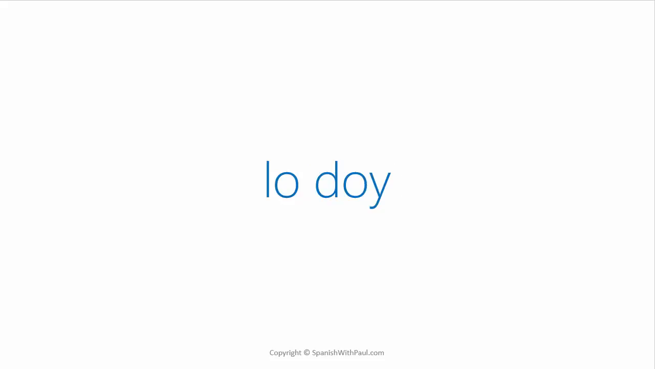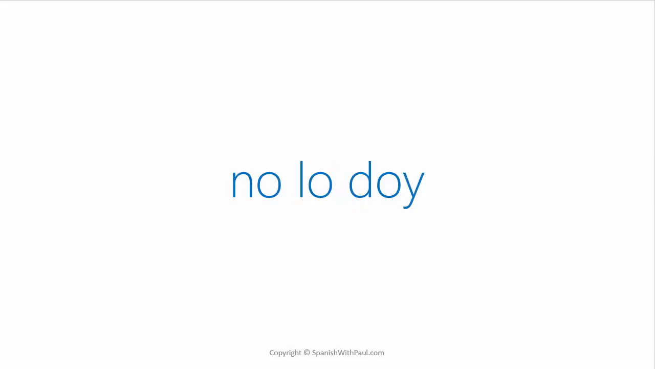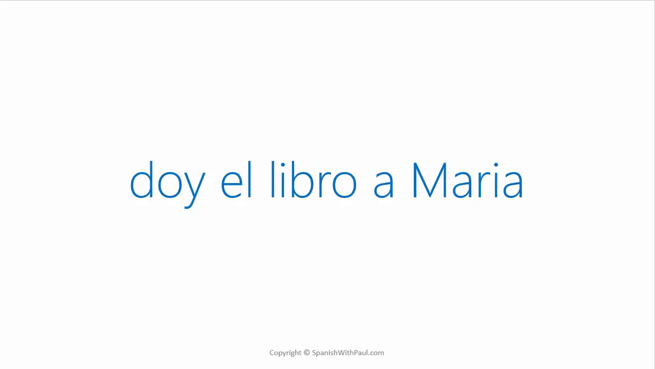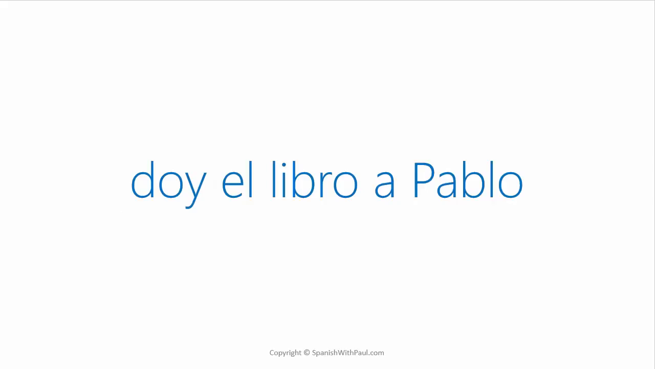How would you say I give it? Lo doy. I don't give it. No lo doy. To express to Maria, it would be a Maria. So the a here is expressing to. A Maria is to Maria. How would you say I give the book to Maria? Doy el libro a Maria. What about I give the book to Pablo? Doy el libro a Pablo.